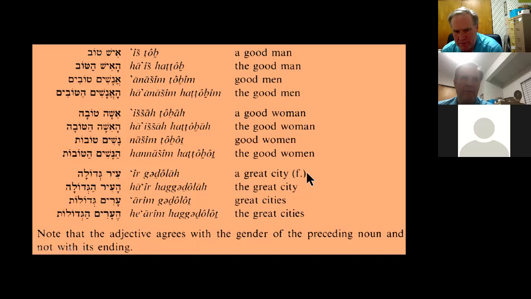Okay, a great city. The word for city is ir. The word for great is gadol if it's masculine, but ir is feminine, so it's going to be gadolah. So ir gadolah is a great city. If you want to say the great city, you need to put a the in front of great and a the in front of city, and city comes first. So ha'ir ha'gadolah. Okay, plural, great cities would be arim gadolot.